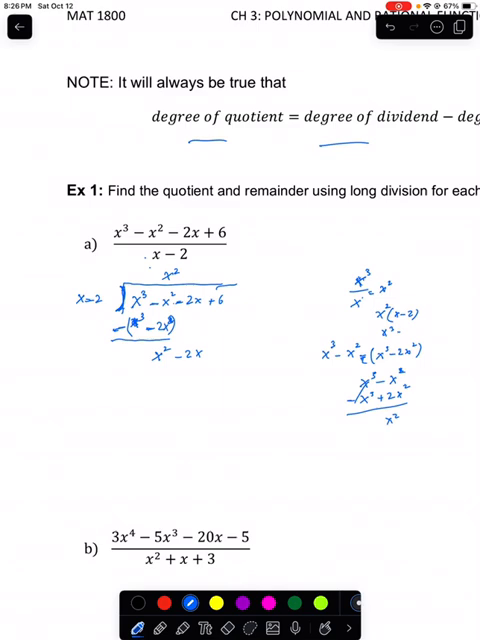So we divide the lead term, which is x squared, by the lead term of the divisor, which is x. So x squared divided by x is positive x. So I put plus x over here, and then I multiply the divisor by this x. I get x squared minus 2x, and then put parentheses and subtract. When I subtract, I get 0.